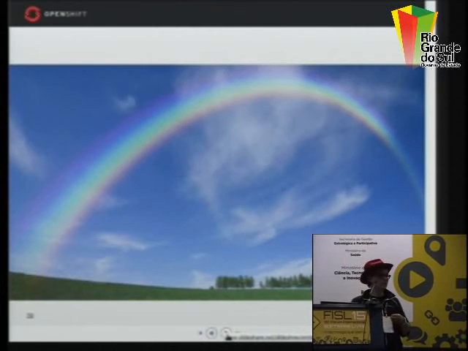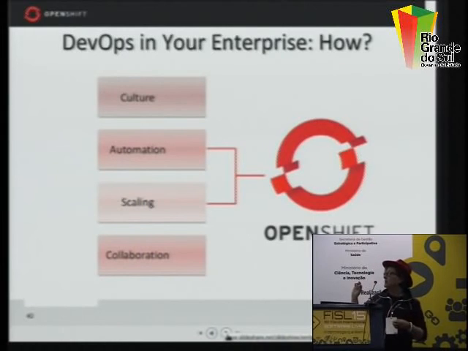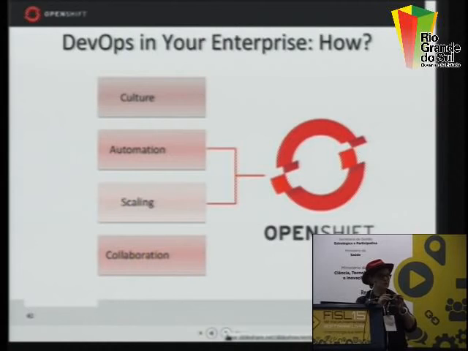So it's all rainbows now. So really what we're talking about here is giving you the tools from OpenShift for the automation and scaling part of application deployment. All right.